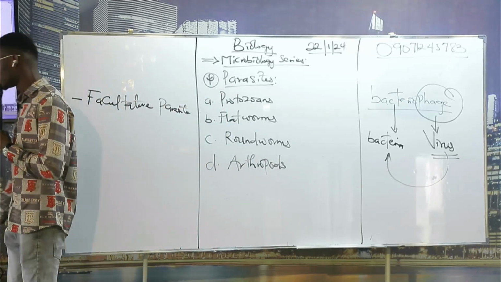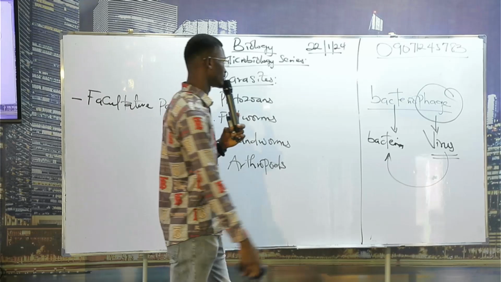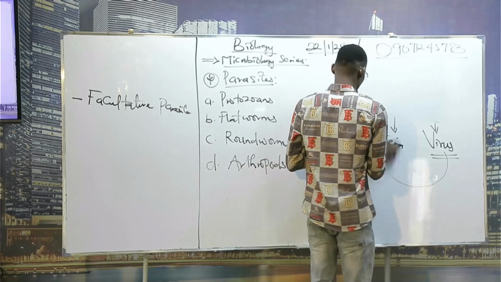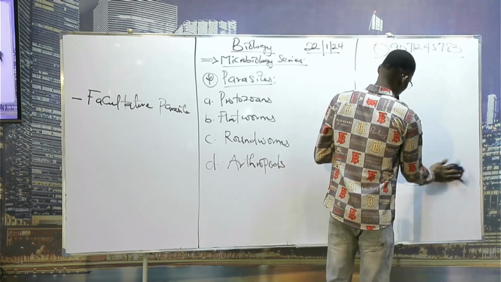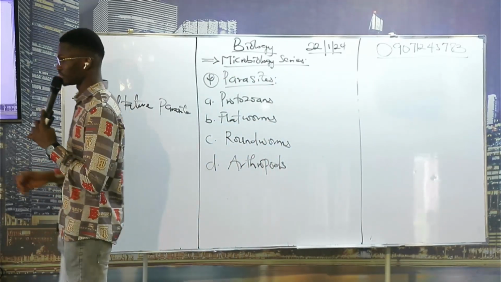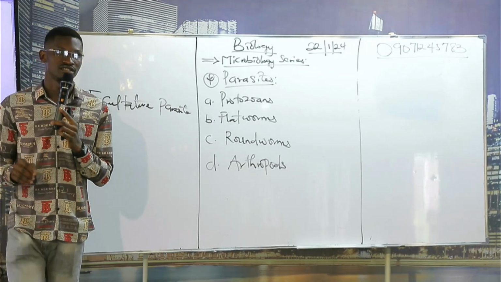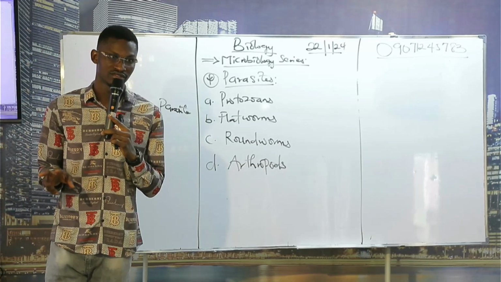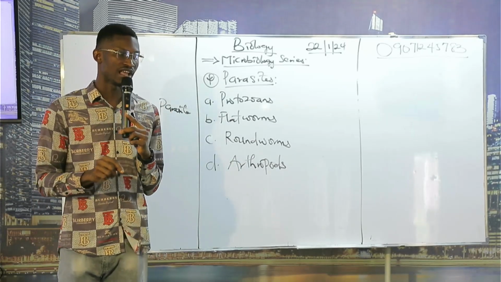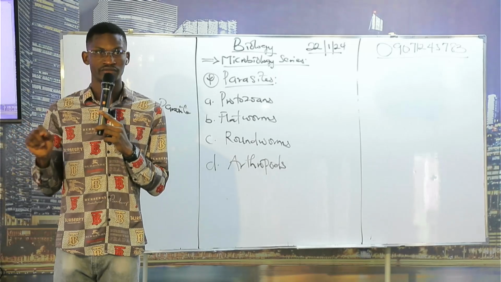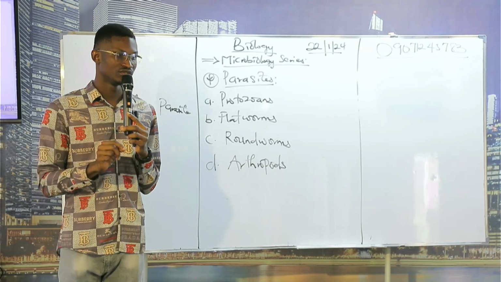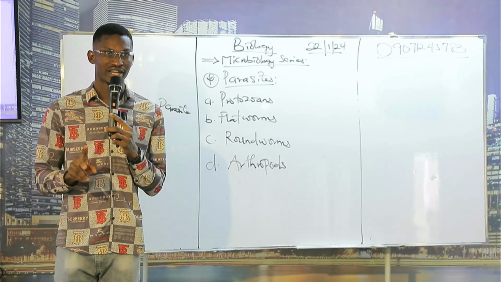Then the last one, facultative parasite. Now remember, when we started this class, I told us that every living thing has either a free living mode of life or what? Free living or what? Parasitic. If you are not a parasite, what are you? You are free living. You will either be one.